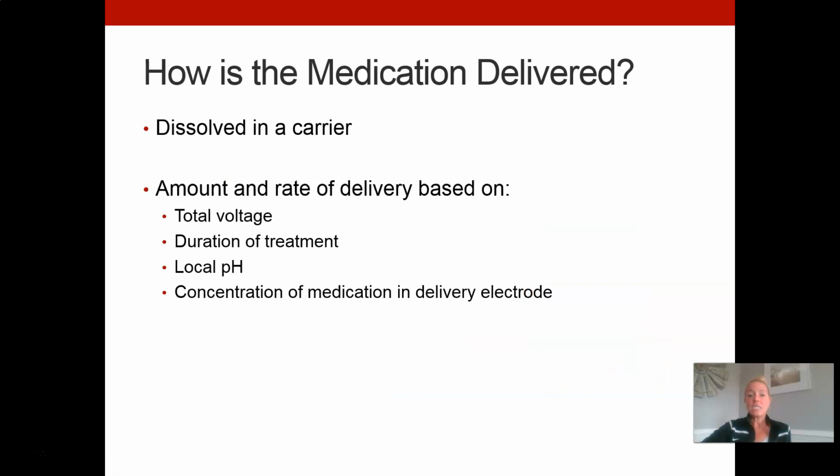All right, so the medication is dissolved in a carrier, and the rate of delivery is going to be based on the voltage of our machines, the duration or time of our treatment, the local pH, which we don't really have any control over, and the concentration of medication in the delivery electrode. There is a pretty standard concentration dosage, which the pharmacist figures out when they mix up all the medication, and then we put as much on the electrode as it says the electrode will hold.